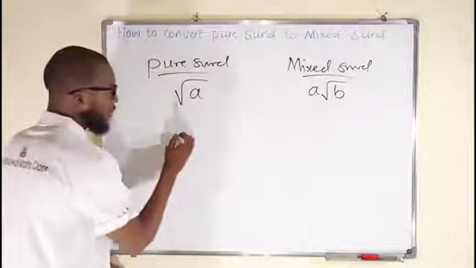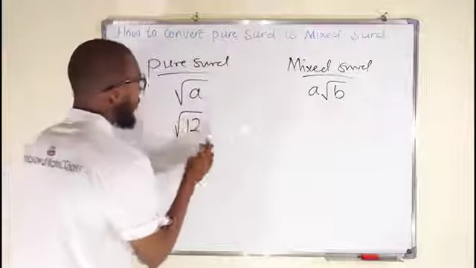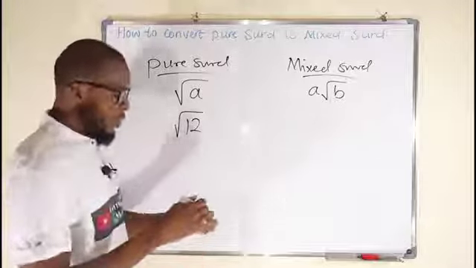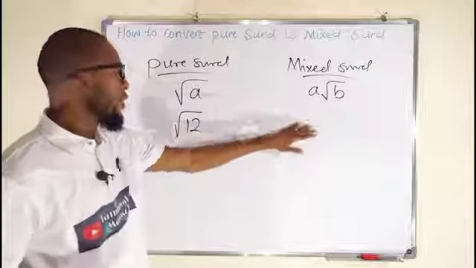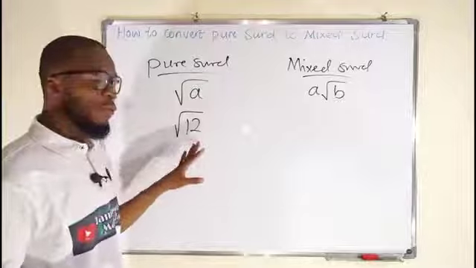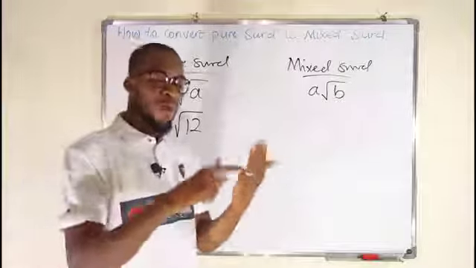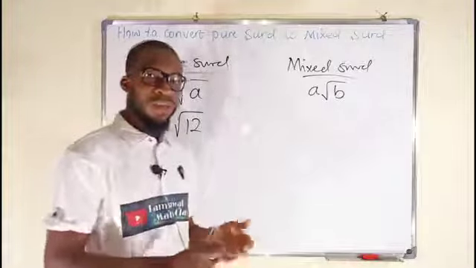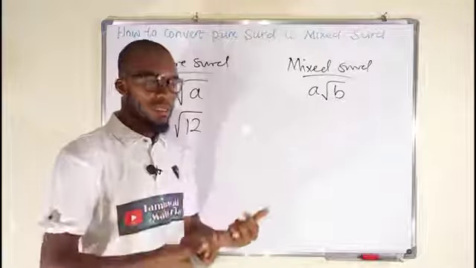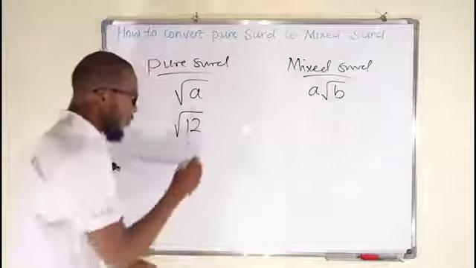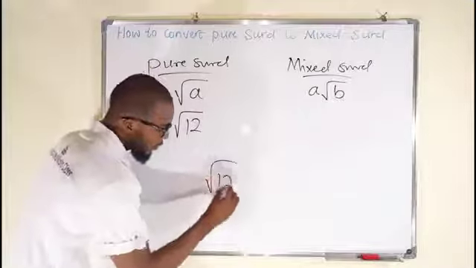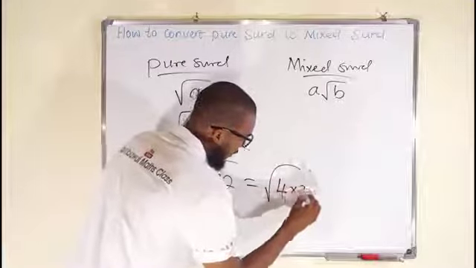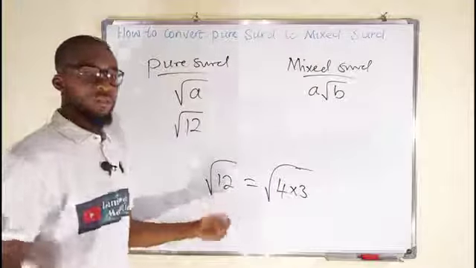Example, suppose we have square root of 12. You know this is a pure surd. How can we convert it into this form? You know some of the factors of 12 that are perfect square numbers. We have 1. 1 is a perfect square number. And we have 4. And that's all. We have to take the greatest. So, you know, square root of 12 can be written as square root of 4 multiplied by 3, because 4 times 3 is 12.